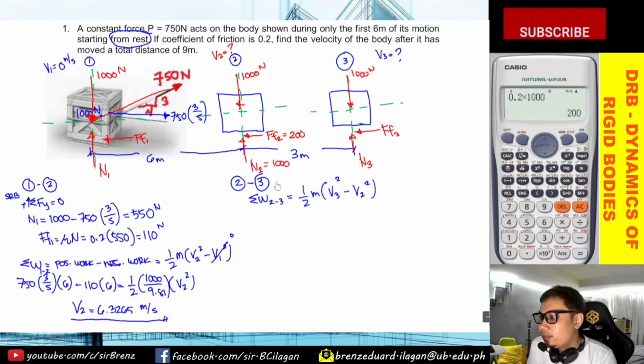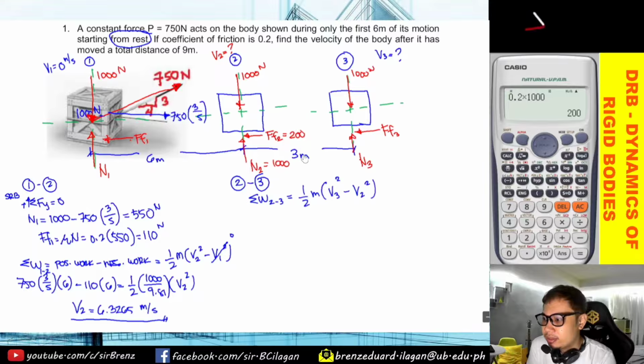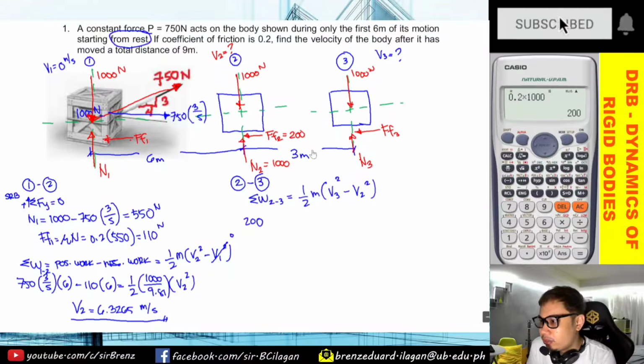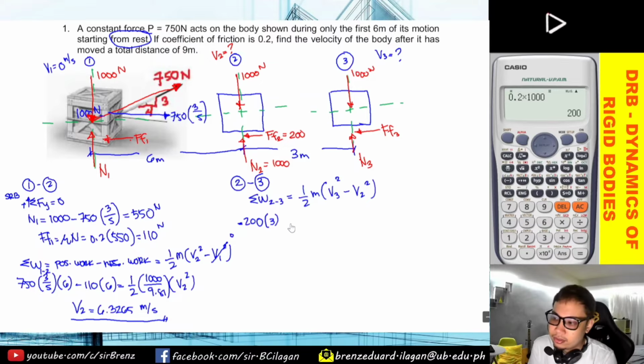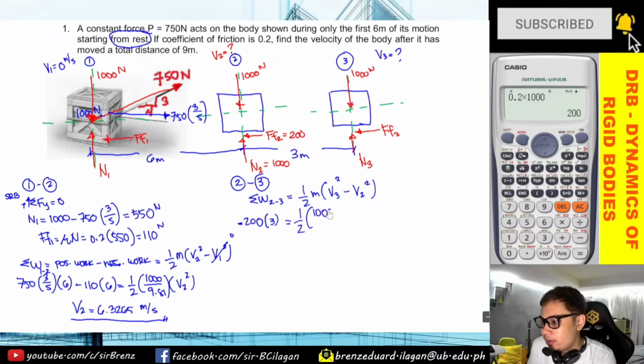Okay, so, considering this diagram, is there a force which contributes to a positive work? Wala na, di ba? So, puro negative work na siya. So, that is 200 lang times yung distance niya na 3 meters. Negative to, kasi negative work nga. So, minus. Wala na, no? So, pwede nating equals to 1/2 of the mass. Again, divide it by 9.81.